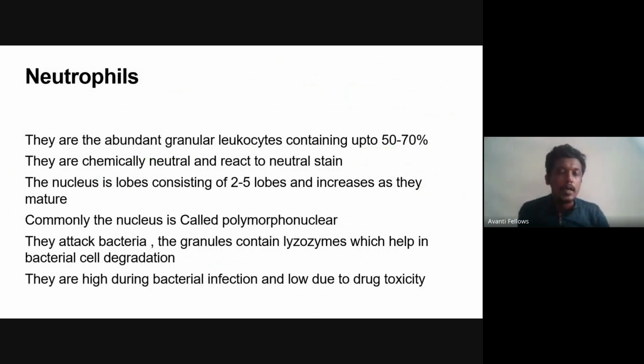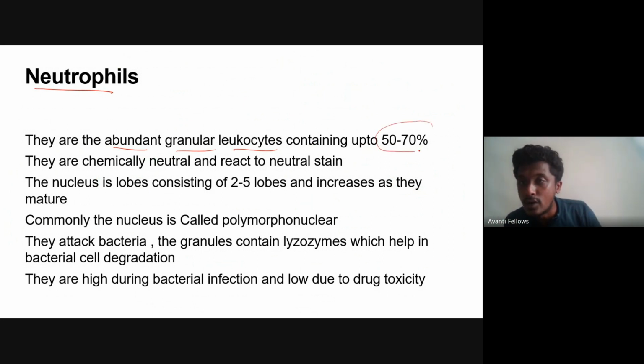Okay. Now, coming to neutrophils, this is the first example of a granulocyte. So which is the most abundant granulocyte present? Neutrophils. 50 to 70% of the granulocytes are made up of what? Neutrophils. So they react to the neutral stain. So that is why they are called neutrophils.